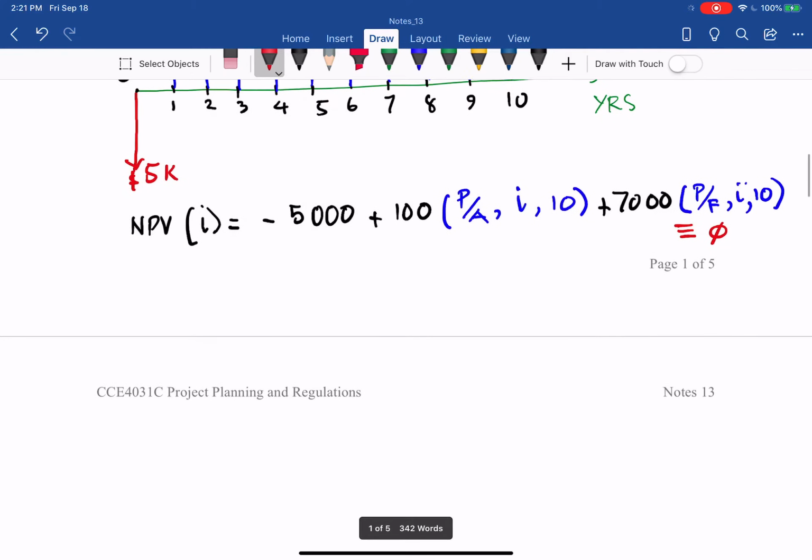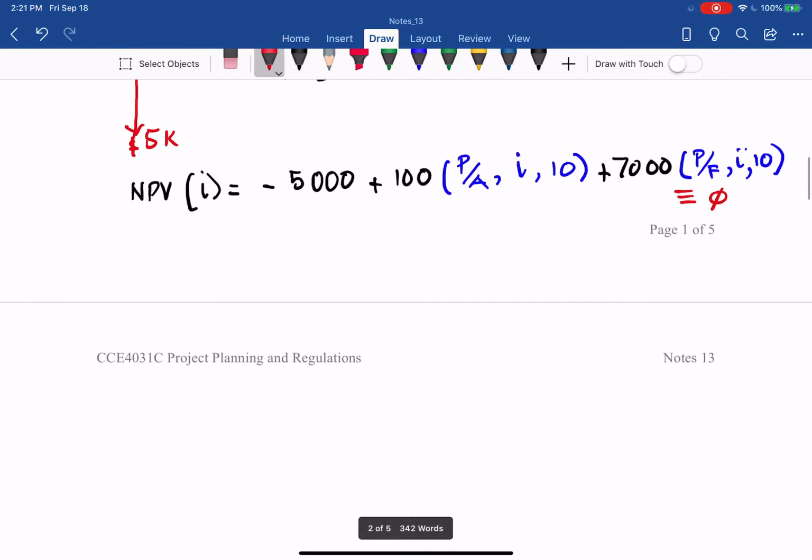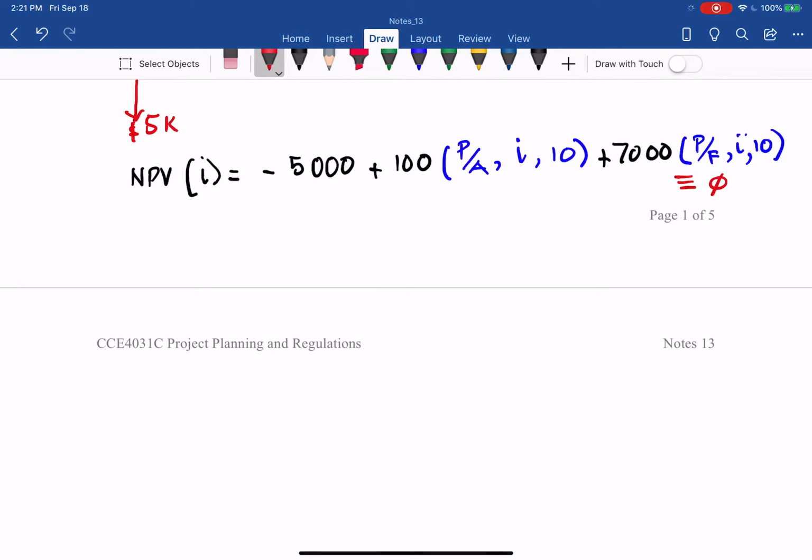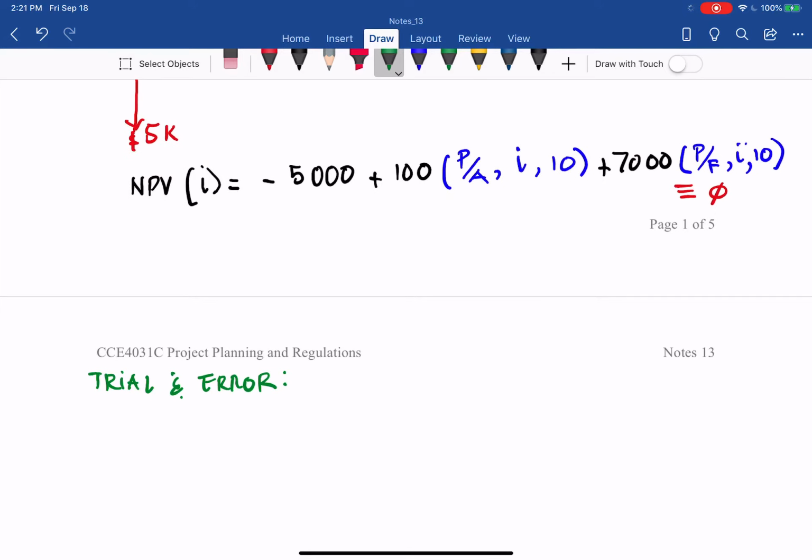How to solve this problem? We have two methods. The first one is trial and error, which you may not like, but I will go over one, and then use your calculator. So let me use the first method, trial and error: just try a certain I to see whether it satisfies that equation.